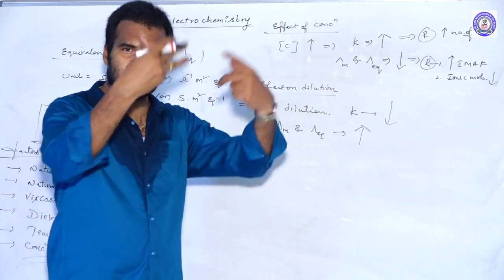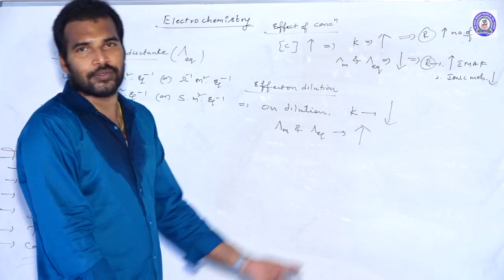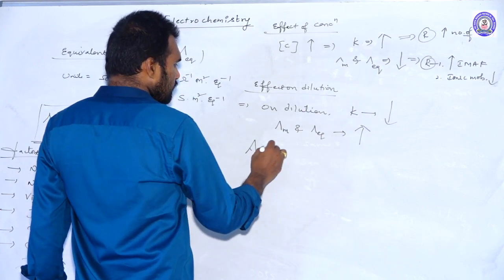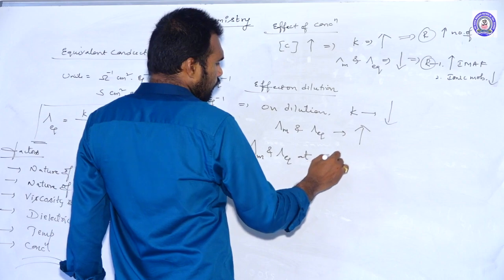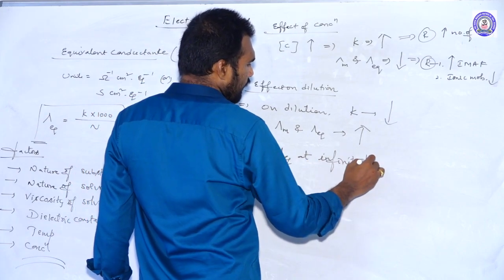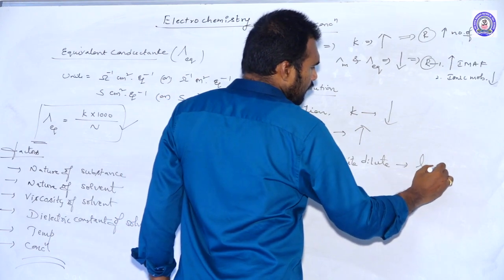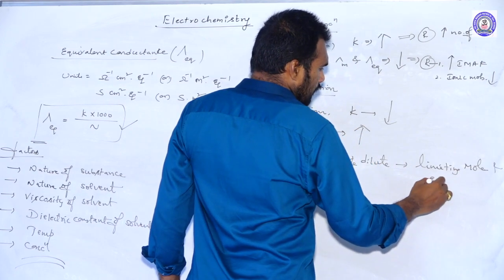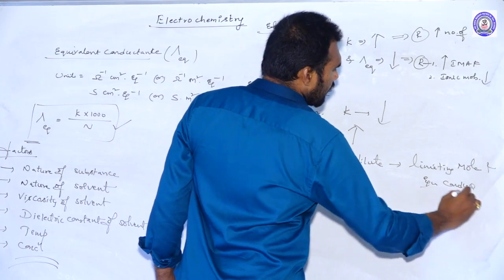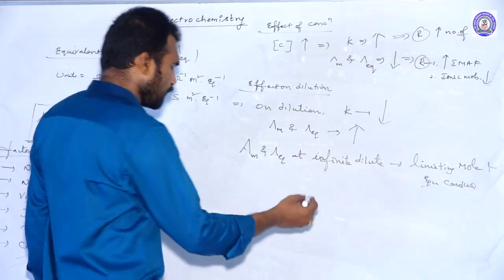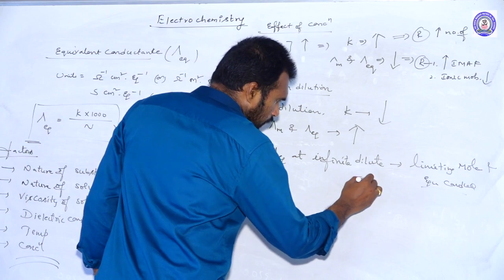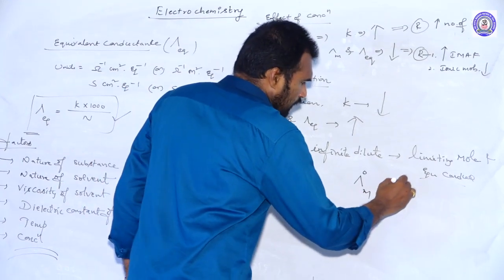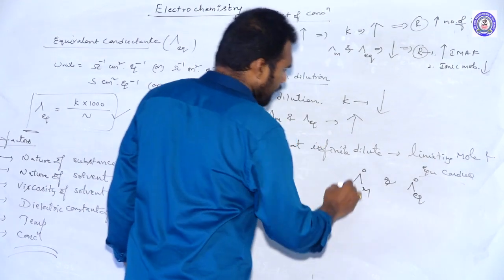On dilution the concentration decreases, and molar and equivalent conductances will increase. The molar conductance and the equivalent conductance at infinite dilution is called the limiting molar or equivalent conductance. We represent limiting molar conductance as Λ°m, and limiting equivalent conductance as Λ°eq.